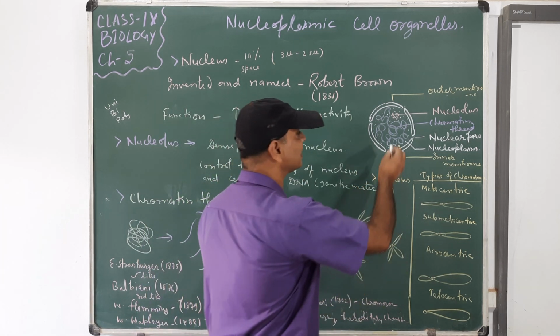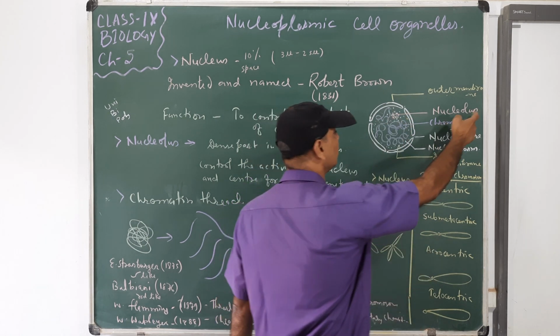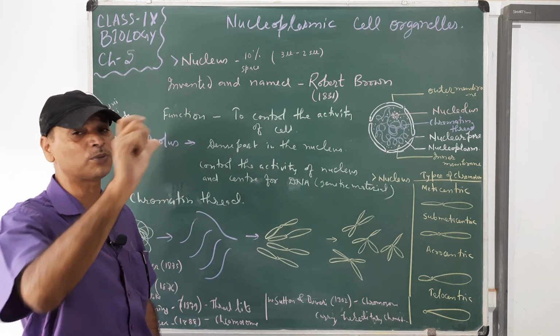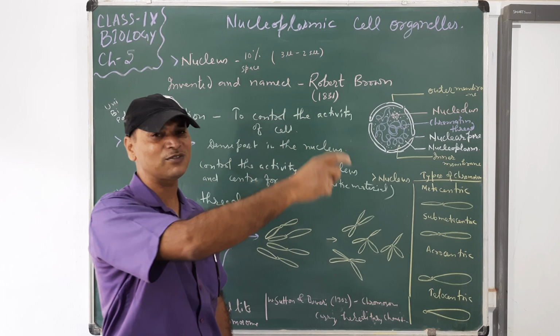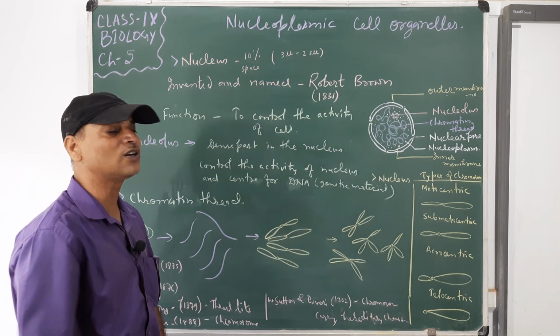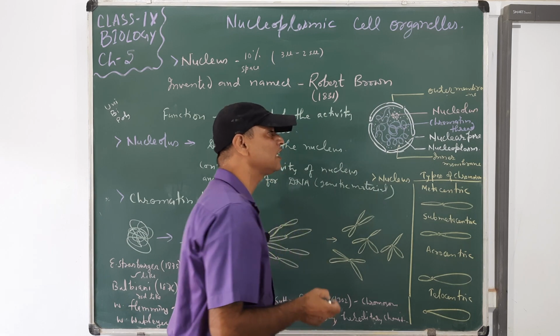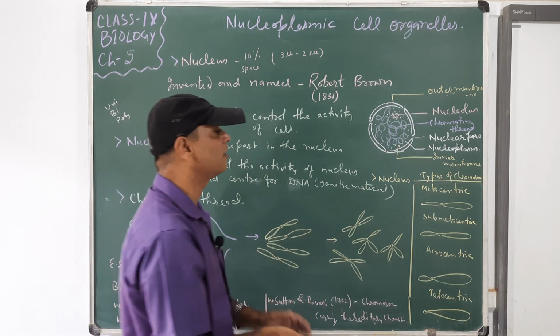After that you will see the dense area, dense particles present here, that is the nucleolus, which also controls the activity of the nucleus. We can say the cell's brain is the nucleus and the nucleus's brain is the nucleolus. This is the dense part which keeps genetic material in it, DNA, RNA, etc.